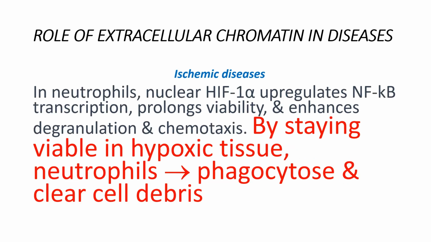Hypoxia stabilizes and translocates hypoxia-inducible factor 1 alpha to the nucleus, inducing the transcription of hypoxia-related genes. In neutrophils, nuclear hypoxia-inducible factor 1 alpha upregulates NF-kappa B transcription, prolongs viability, and enhances the degranulation and chemotaxis of neutrophils during hypoxia. So, in acute myocardial infarction, neutrophils with a high nuclear hypoxia-inducible factor 1 alpha content remain viable, while those with low levels form NETs, and by staying viable in hypoxic tissue, neutrophils can phagocytose and clear cell debris, contributing to wound healing.